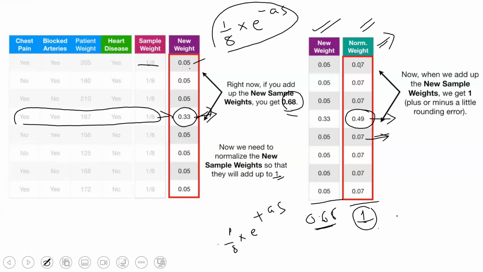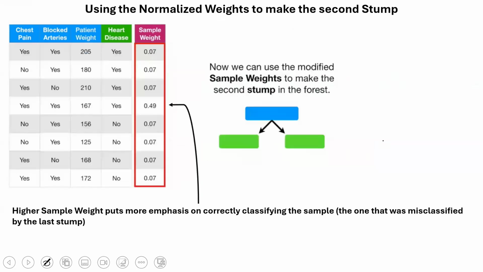So this emphasizes that the second stump has higher responsibility of rightly classifying this particular record. How are we emphasizing that is what we are going to see now. We are using the normalized weights to make the second stump. Now, we use these new normalized weights. Initial weights are 1 by 8, 1 by 8, 1 by 8, right?